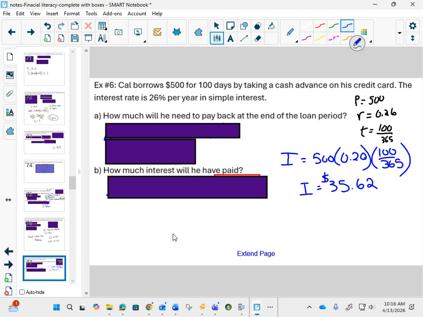So that's it. This is the interest. We actually answered part B. What's the total amount in part A? Is the 500 plus the 35.62.